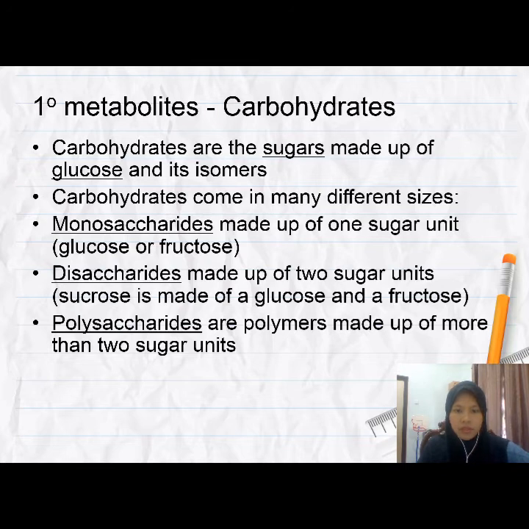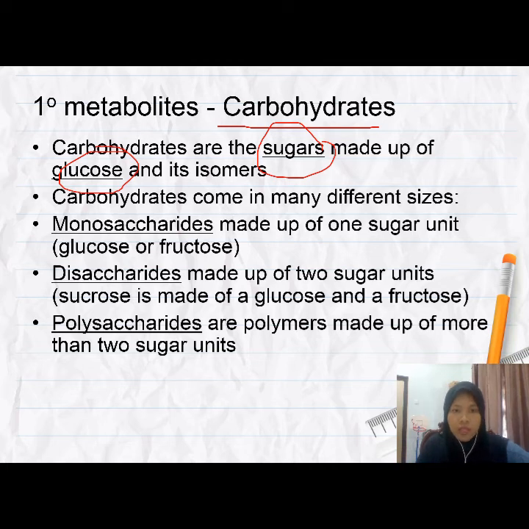Okay, let's switch to pen again, and I want to use red lah this time. Okay, so the first primary metabolite that we're going to look at is the carbohydrate. Okay, so if you still remember, dekat the equation of the photosynthesis tu, the result of the photosynthesis tu is carbohydrate ataupun glucose. Okay, so carbohydrates are the sugars made up of glucose. Okay, so it's very easy.